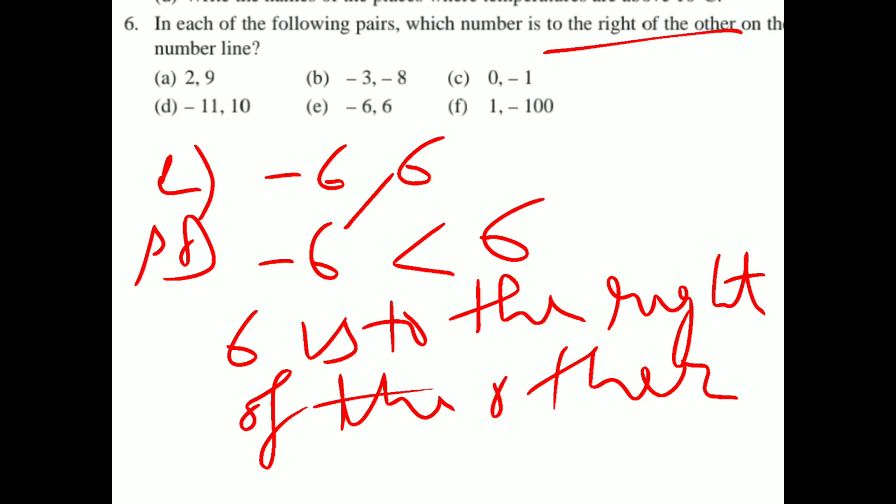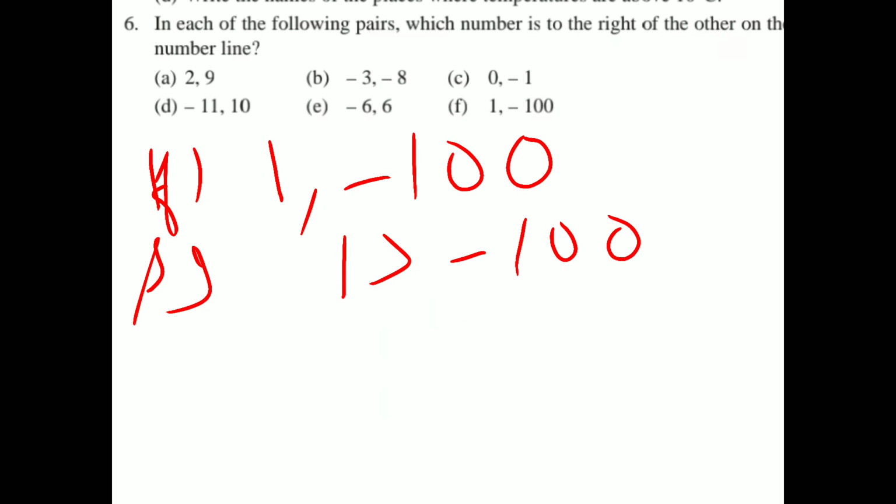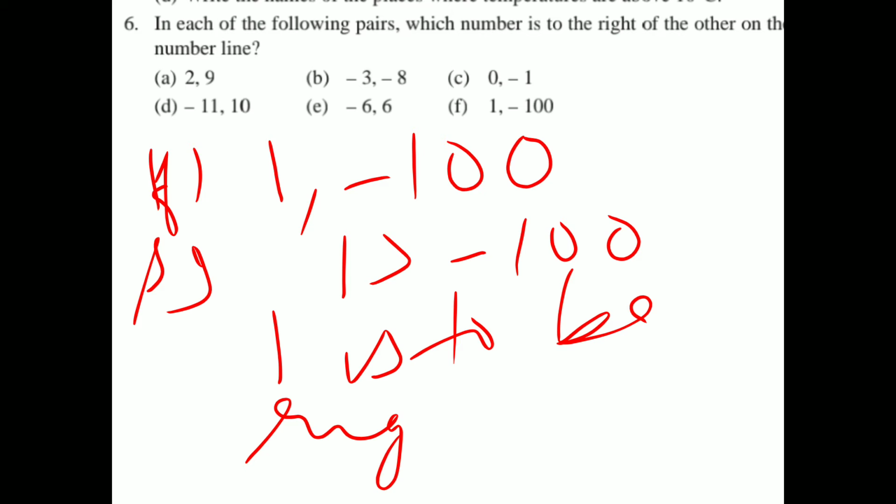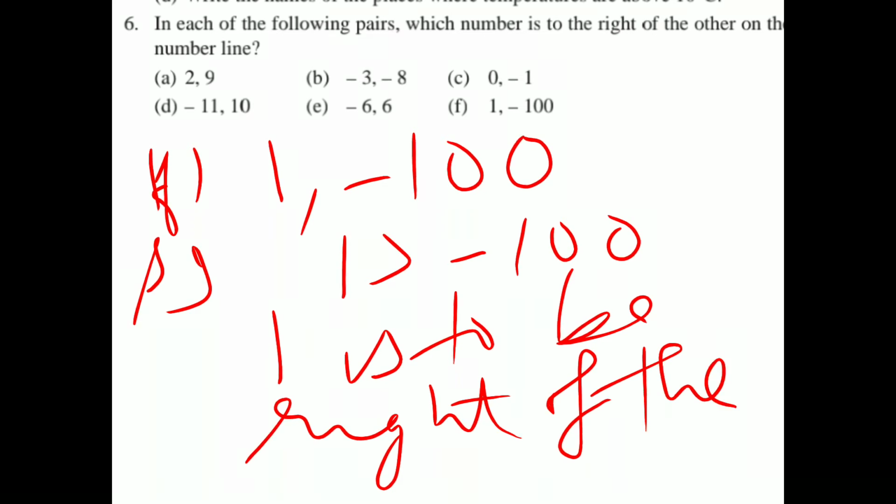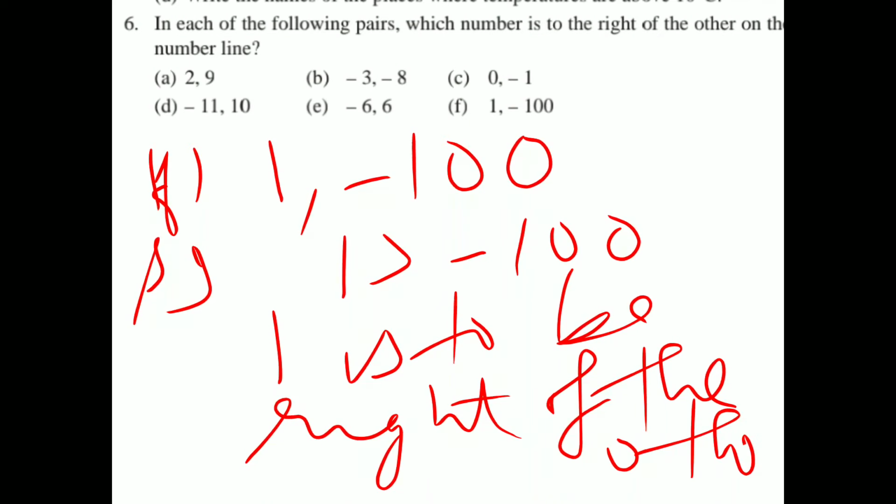Clear? Now we do F part. Which number is to be right of the other? 1 is to be right of the other. Clear? Now we do question number 7. Question number 7 is, you have to write all the integers which come between the given pair.